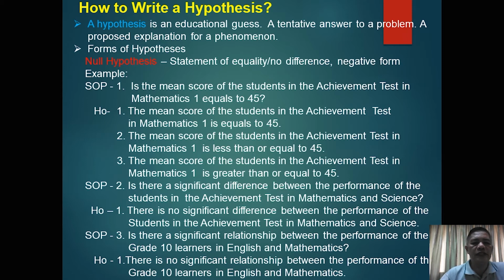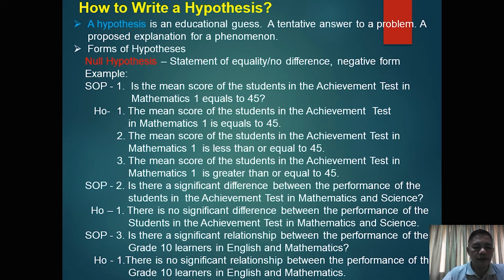A hypothesis is an educated guess, a tentative answer to a problem, a proposed explanation for a phenomenon. There are two forms of hypothesis, the null and the alternative hypothesis. The null hypothesis is a statement of equality, no difference, and it is stated in negative form.